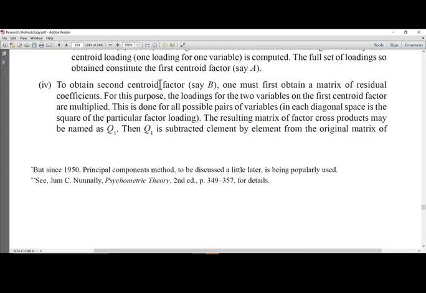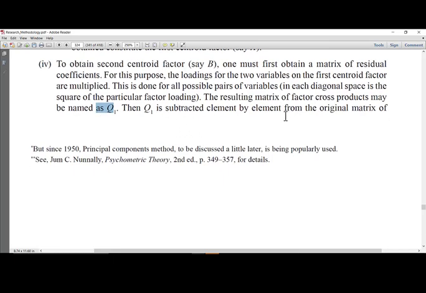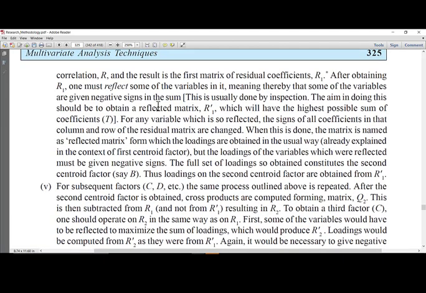Then to obtain the second centroid factor, one must first obtain a matrix of residual coefficients. For that purpose, we have calculated matrix Q1. Then Q1 is subtracted element by element from the original correlation matrix R. And we have got R1, that is the matrix of residual coefficients, R1. After obtaining R1, if there are any minus signs, then we make the reflected matrix, R1 dash. And in that case, we change the minus signs into plus signs.